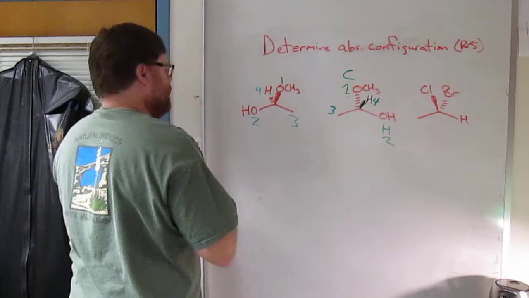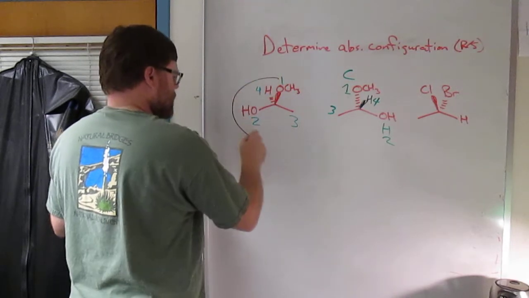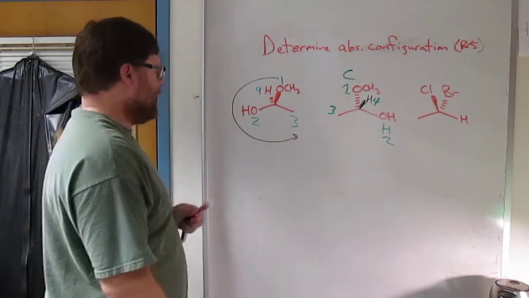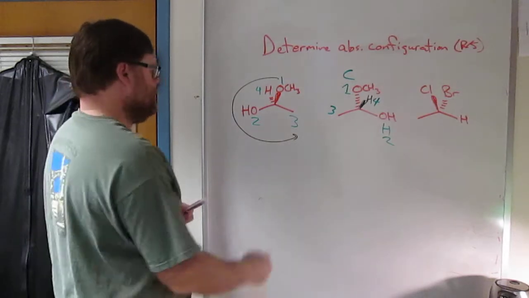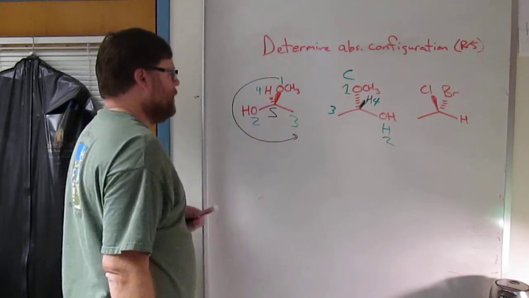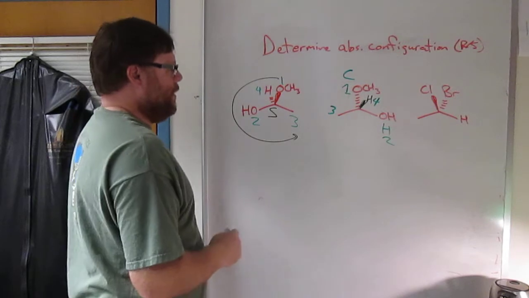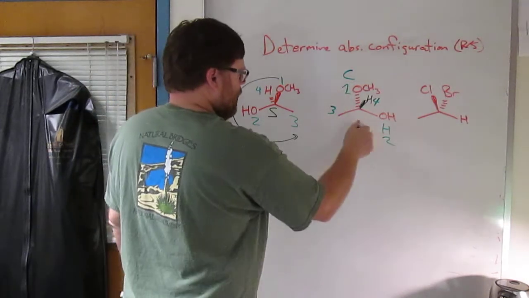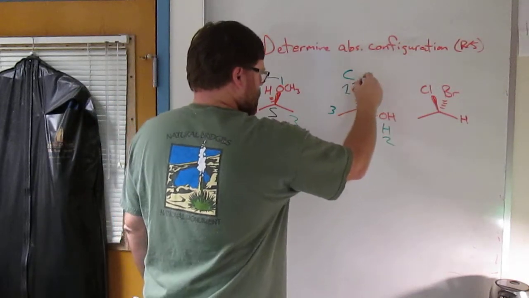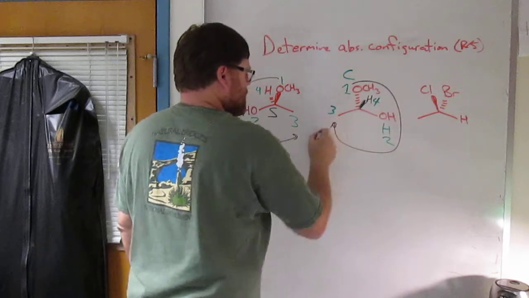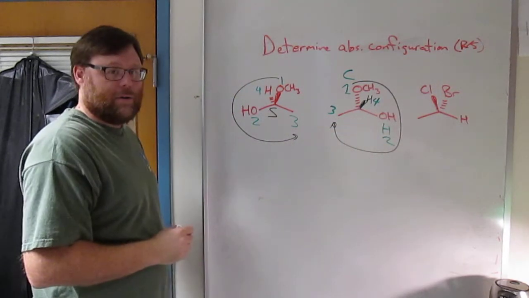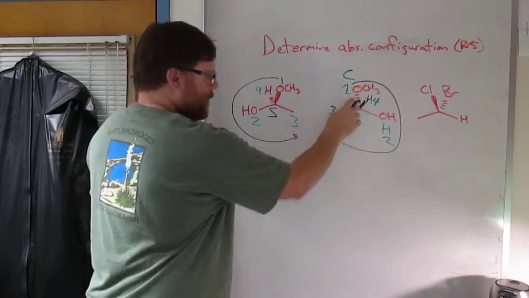And draw your arrow, 1 to 2 to 3. That's a counterclockwise arrow, so that should be S. Look at what happens on the right if we just draw the arrow. So O-methyl, 1 to 2 to 3, that's a clockwise arrow with a low priority group out.